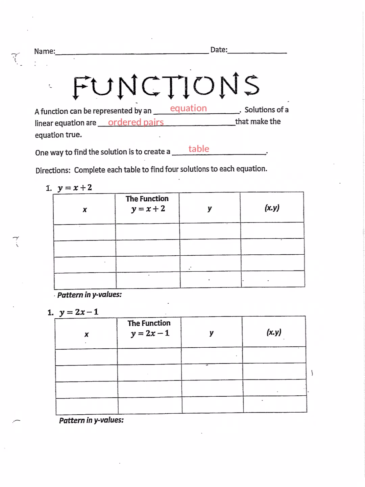Let's look at functions. A function can be represented by an equation. The solutions of a linear equation are ordered pairs that make the equation true. One way to find the solution is to create a table. What we're going to do is use these tables to come up with ordered pair solutions to each function. So my first function is y equals x plus 2.